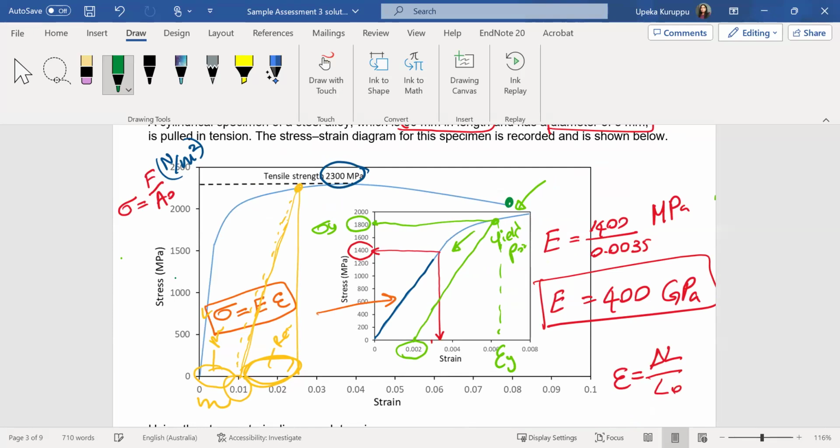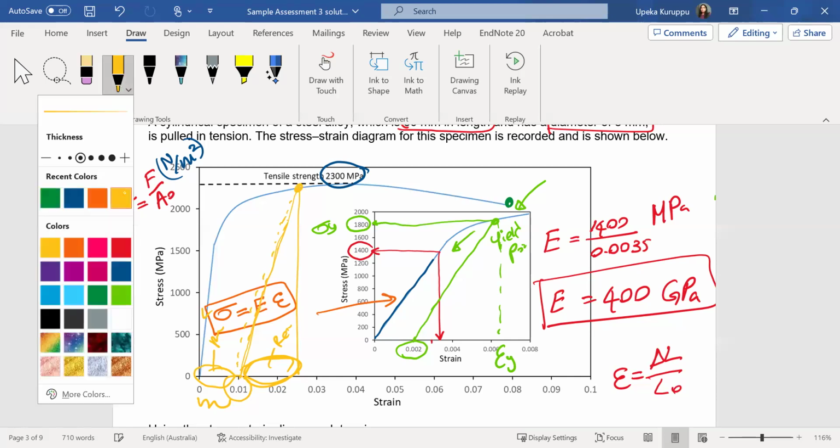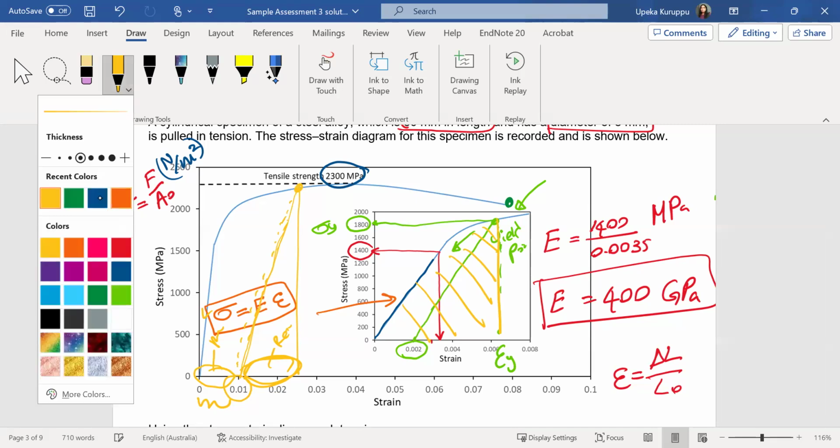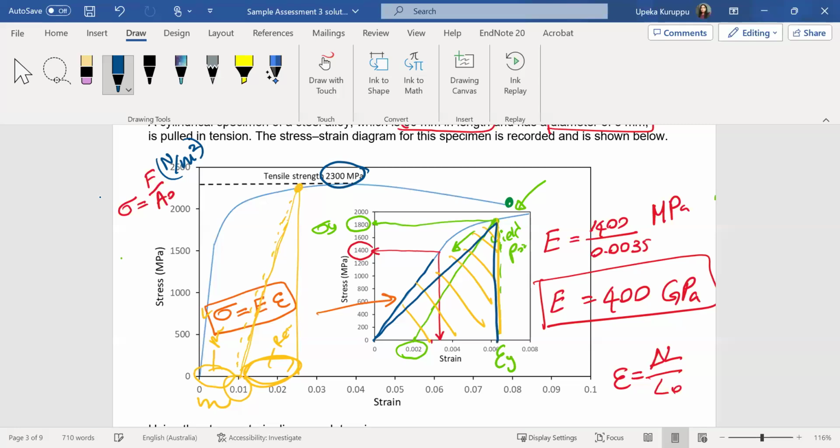Modulus of resilience. Do you remember the modulus of resilience? How do we find it? Area under the curve up to the yield point. Modulus of resilience is the area under the curve up to the yield point. So that is this area. We have an approximation way to find this. It is not a triangle, but we can make it a triangle, and the area of this triangle will give you the modulus of resilience.